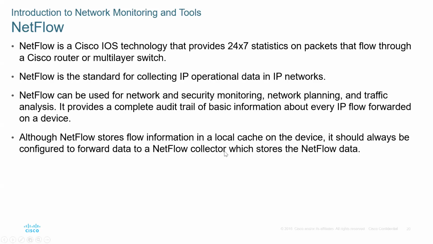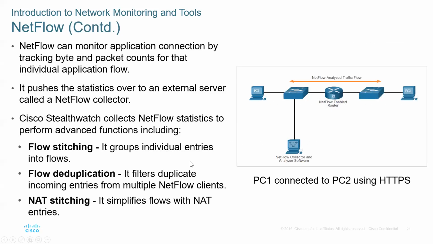Although flows are stored in local cache, it should always be configured to forward onto a NetFlow collector, which stores the NetFlow data. So you'll generate it on the device itself in cache, but you should offload that data and send that to a collector, which is usually a SIEM system or something like that. It will monitor the connection by tracking byte and packet counts for that particular individual application flow. It'll push those statistics out.